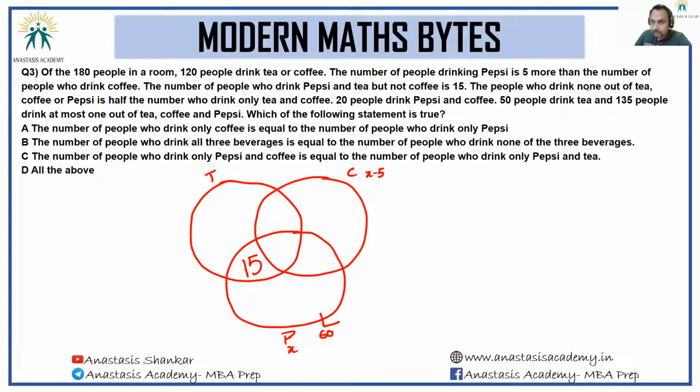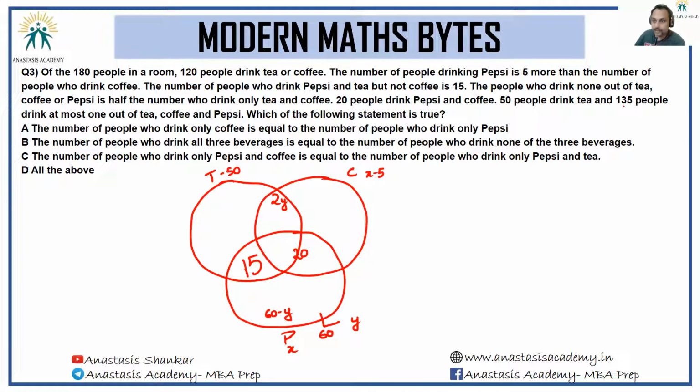The number of people who drink none out of tea, coffee, or Pepsi is half the number who drink only tea and coffee. So if only tea and coffee is 2y, none is y, and only Pepsi will therefore be 60 minus y. Okay. 20 people drink Pepsi and coffee. These two regions add up to 20. Okay. 50 people drink tea.